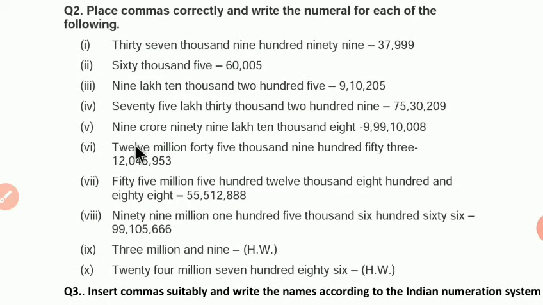Now next one, 12,045,953. Here you can see it is given in million. Million means international system. So first we will write the numbers. 12 million means 12. 45,000. We know that in million how many zeros are there? Total 6 zeros are there. So for writing 45,000 we have to put 0 before 45. So 0, 4, 5, then 953.